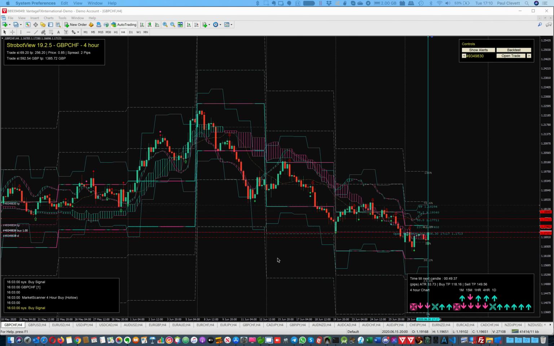Okay. StrobotTrader, Strobot View, all running together. Going to talk through some different things. A few of the improvements have been... There's always improvements going on with the software, and a lot of it's cosmetic things.